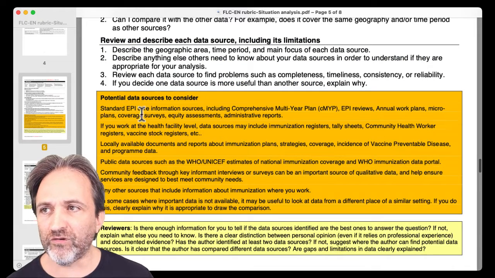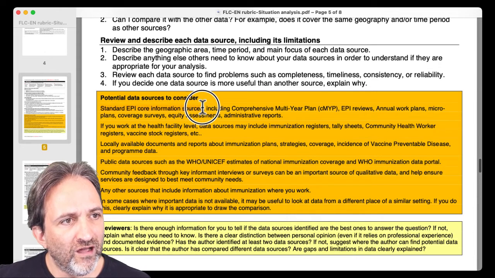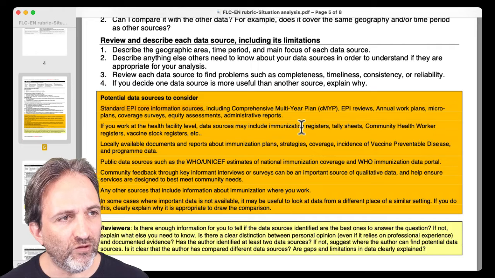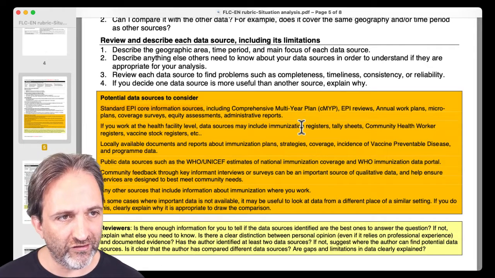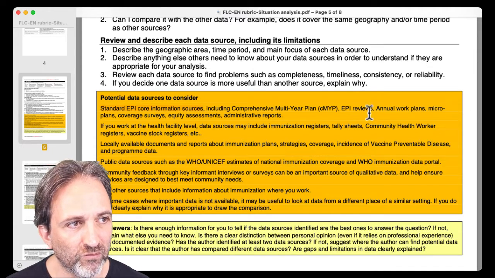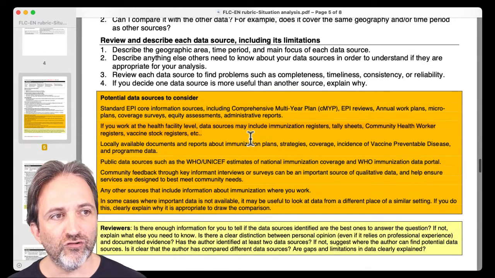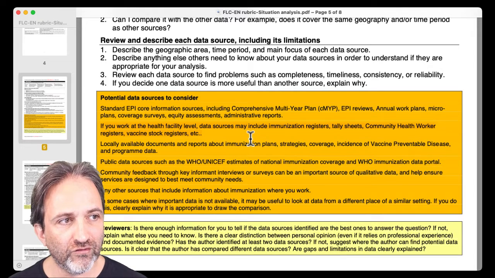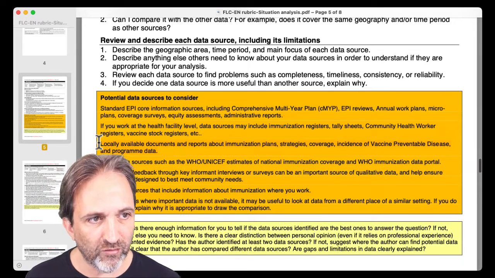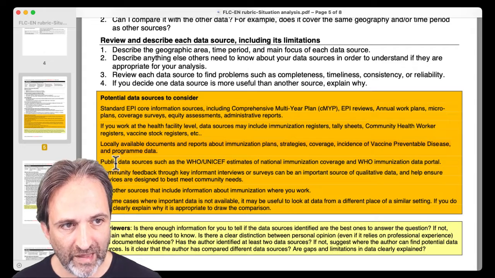Now, there are a number of potential data sources to consider. So there's standard EPI core information. This can be your comprehensive multi-year plan, the CMYP, or now the National Immunization Strategy, administrative reports, equity assessments, coverage surveys, micro plans, annual work plans, EPI reviews. Now, if you work at the facility level, the data sources could include immunization registers, tally sheets, community health worker registers, vaccine stock registers, etc. Locally available documents and reports about immunization plans, strategies, coverage, incidents of VPDs, of vaccine preventable diseases, and program data.